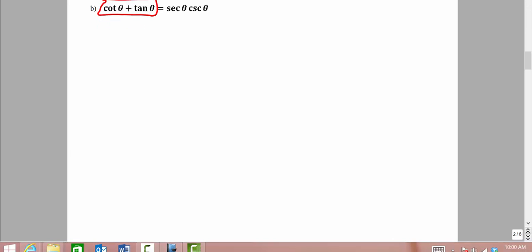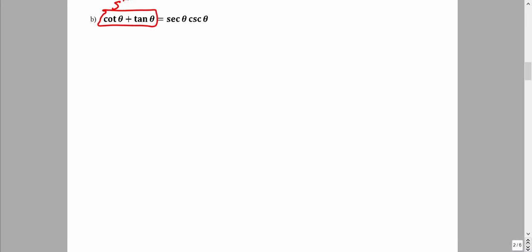So we want to verify that cotangent theta plus tangent theta is equivalent to secant theta times cosecant theta. Once again, there are many different ways that we can approach verifying this identity. You could start with the right-hand side and make it look like the left-hand side, or start with the left-hand side and make it look like the right-hand side. I'm going to start with the left-hand side, and I'm going to choose the right-hand side to be my goal.